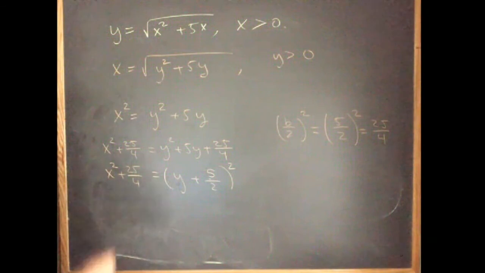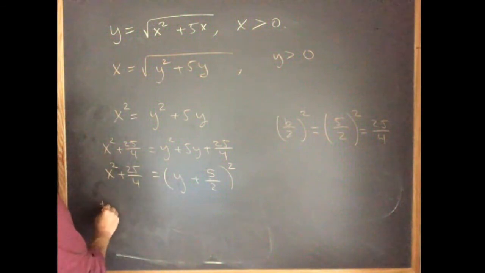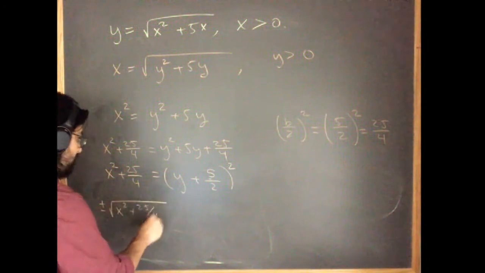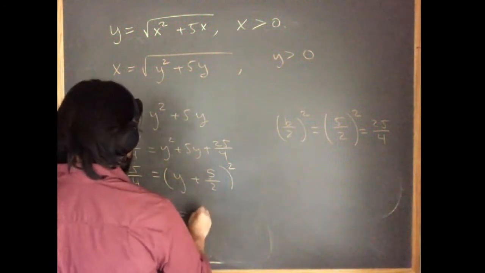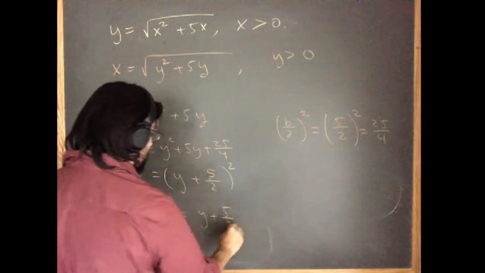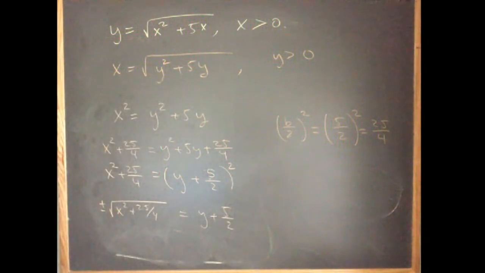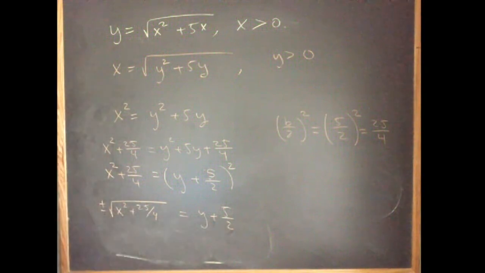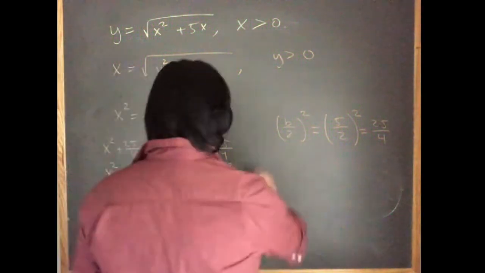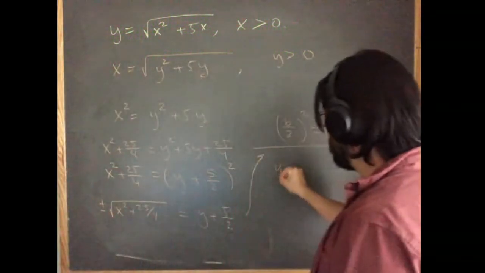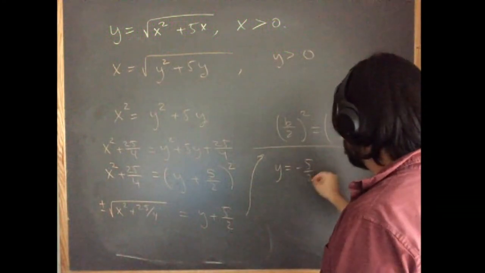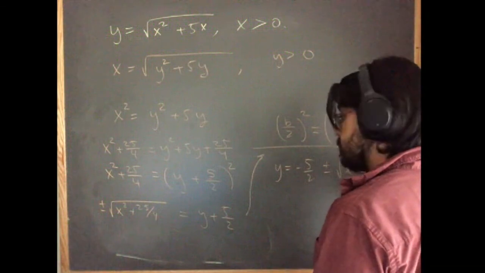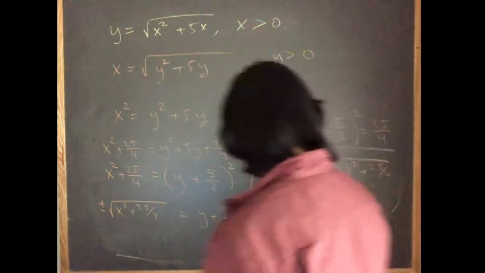So we'll take the square root of both sides, and this is now where we get a plus or minus. So here we'll get plus or minus the square root of x squared plus 25 over 4 is equal to y plus 5 over 2. And then your second to last step here is to subtract this 5 over 2 to the other side. And when you do that, you get y is equal to negative 5 over 2 plus or minus the square root of x squared plus 25 over 4.